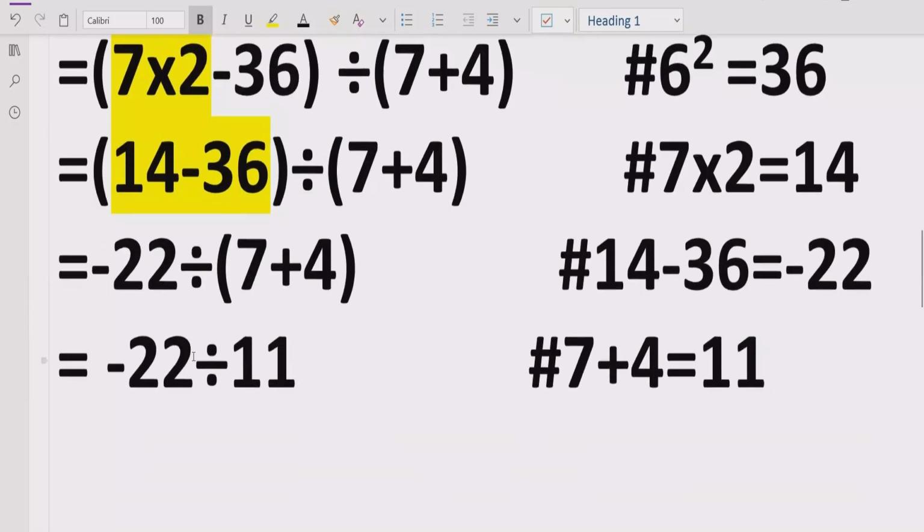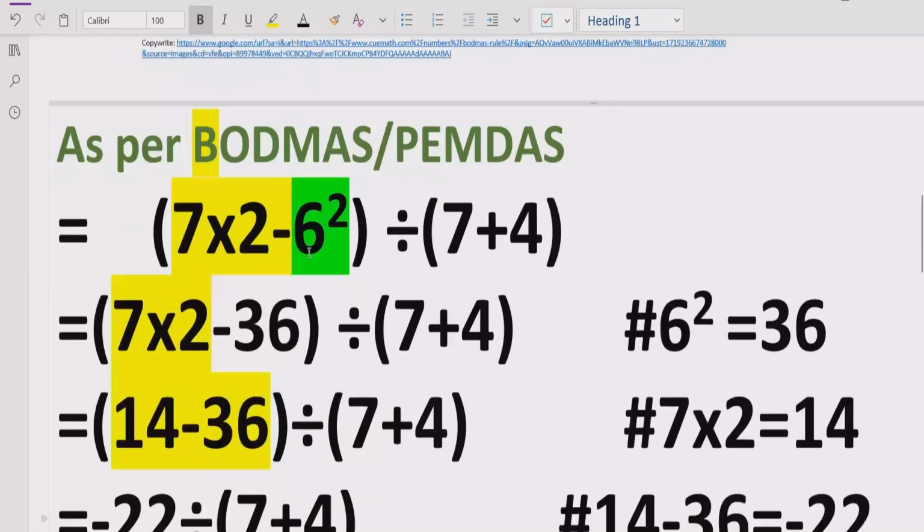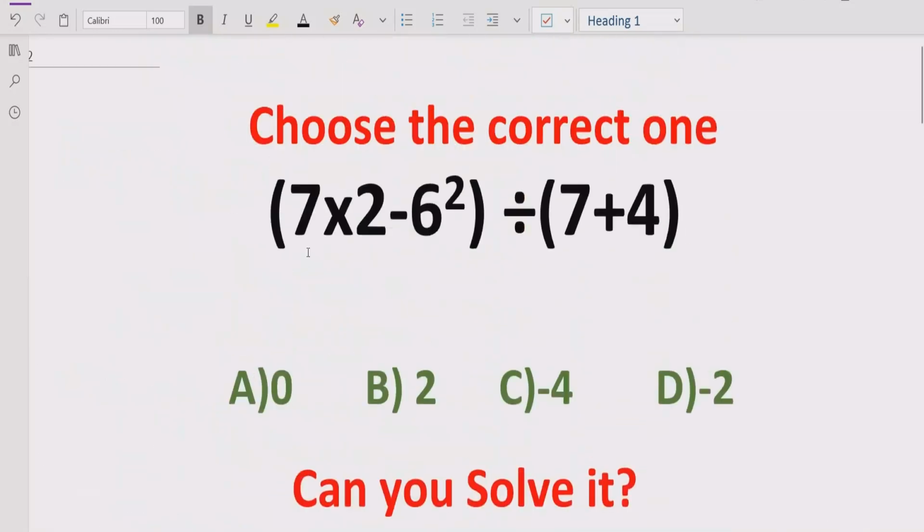Now we have two terms which are dividing each other with the divide sign. Minus 22 divided by 11 equals minus 2. So the answer of the given expression is minus 2. If you see the answer list, answer D is the correct answer of this expression. So that's it.